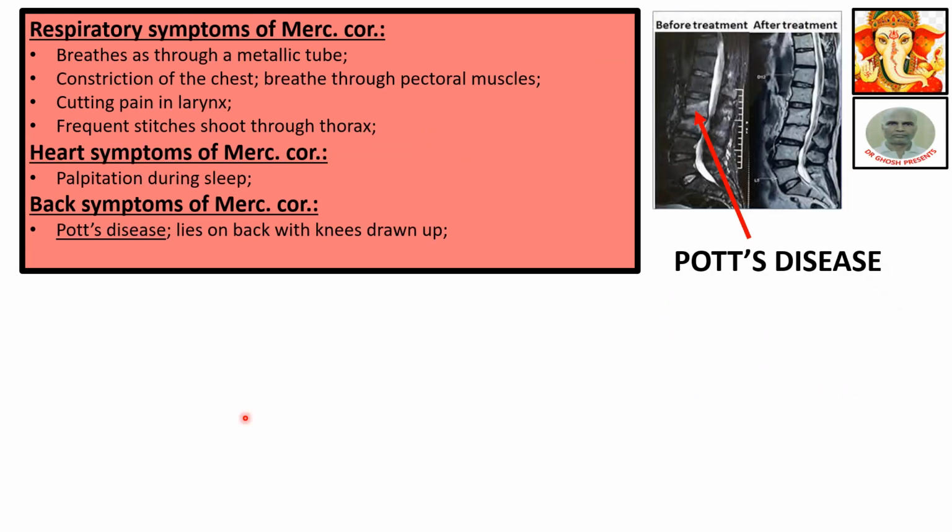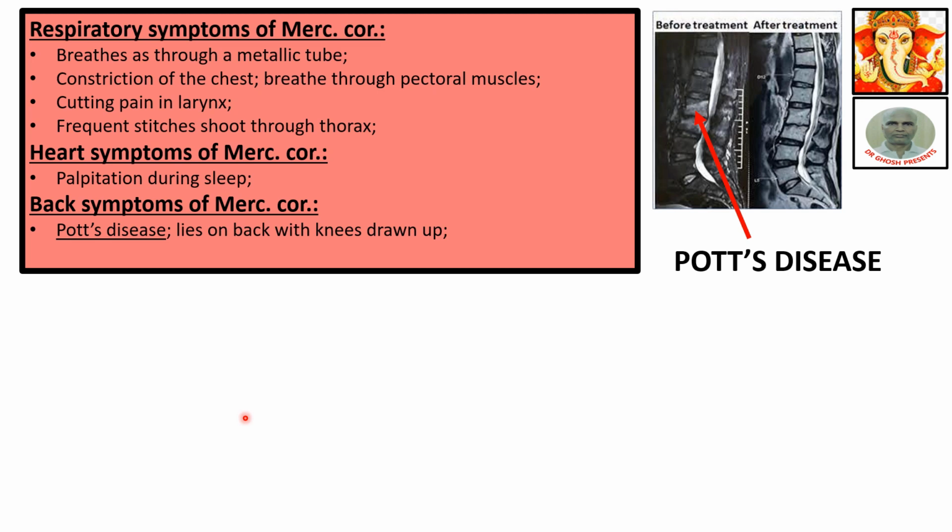Respiratory symptoms of Merc.cor: breathes as through a metallic tube. It is the feeling of the patient, as if he or she is breathing through a metallic tube. Constriction of the chest, breathes through pectoral muscles. The chest is constricted, that is, expansion and contraction of the chest is somewhat inhibited, but the patient is breathing through pectoral muscles, shallow breathing. Cutting pain in larynx, frequent stitches shoot through thorax.